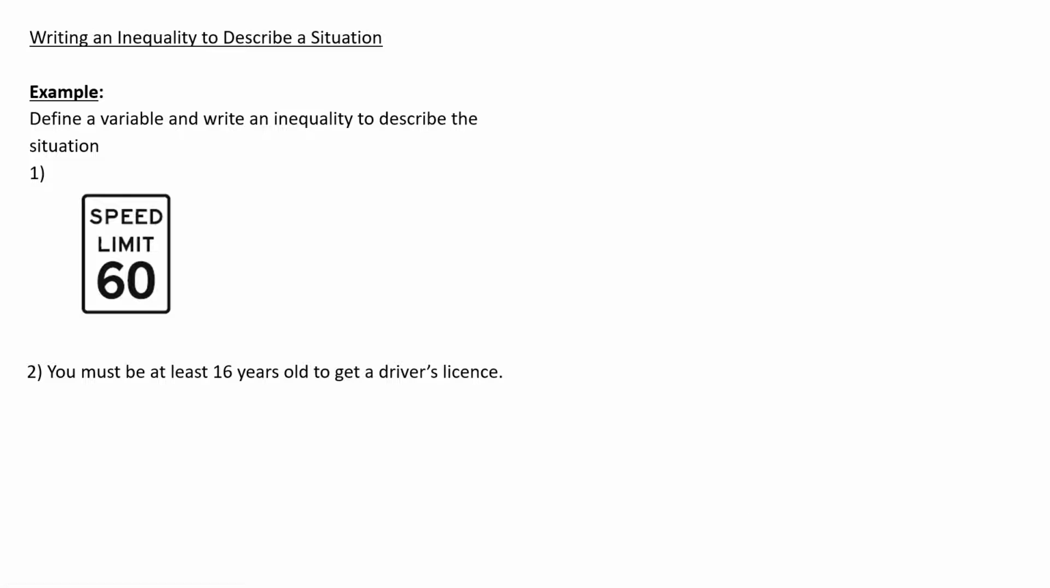Down below, let's try a couple examples. The first one says define a variable and write an inequality to describe the situation. We have a speed limit sign, so let's make S equal the speed limit. S says that we can't go higher than that, but we can go that. So S has to be less than or equal to 60.